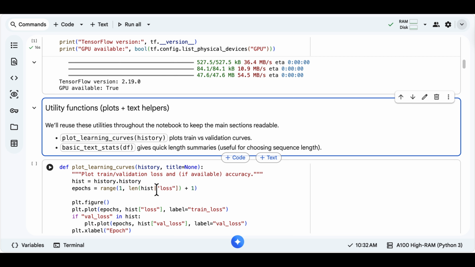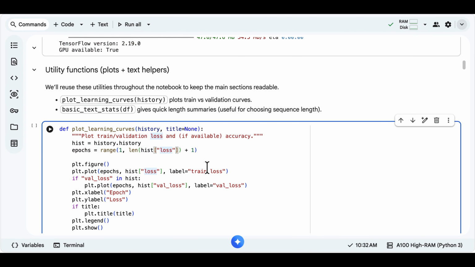Before the main analysis, the notebook introduces a few helper tools. This is a small organizational step that keeps later sections easier to read. The important idea is that we want reusable functions for plotting learning curves and checking basic text properties so that our attention stays on modeling decisions rather than repetitive code.